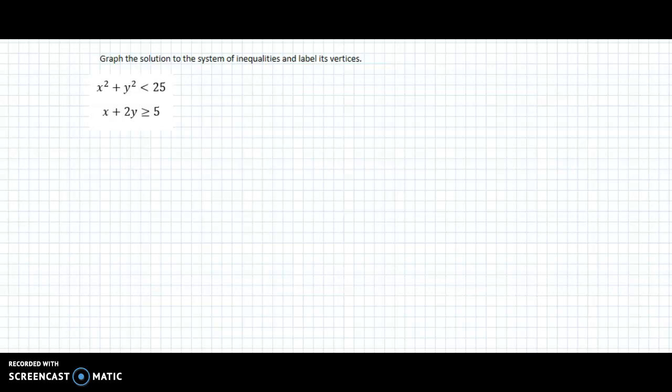Okay, we're going to look at graphing the solution of the system of inequalities and labeling its vertices. There is a lot to unpack in this question. The first thing is to recognize what type of equations you have. This first equation is a circle, and so let's talk about that really quick.